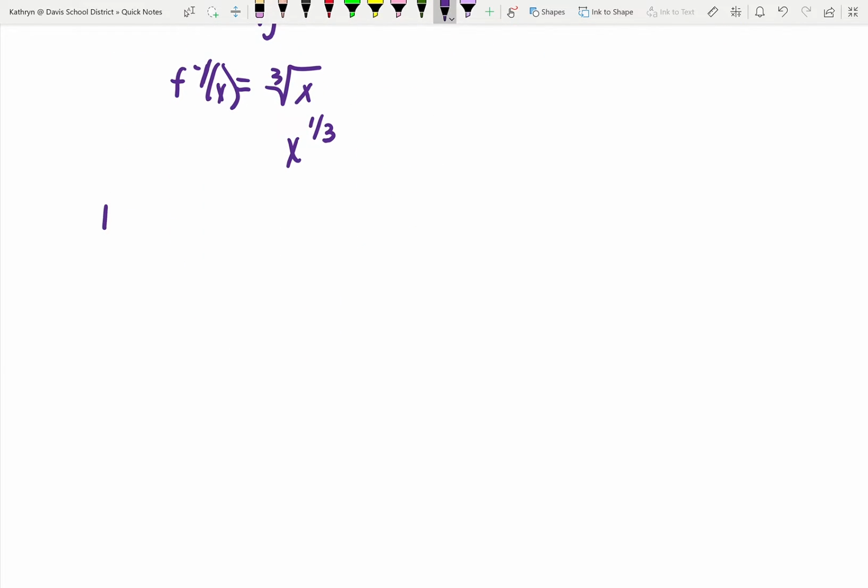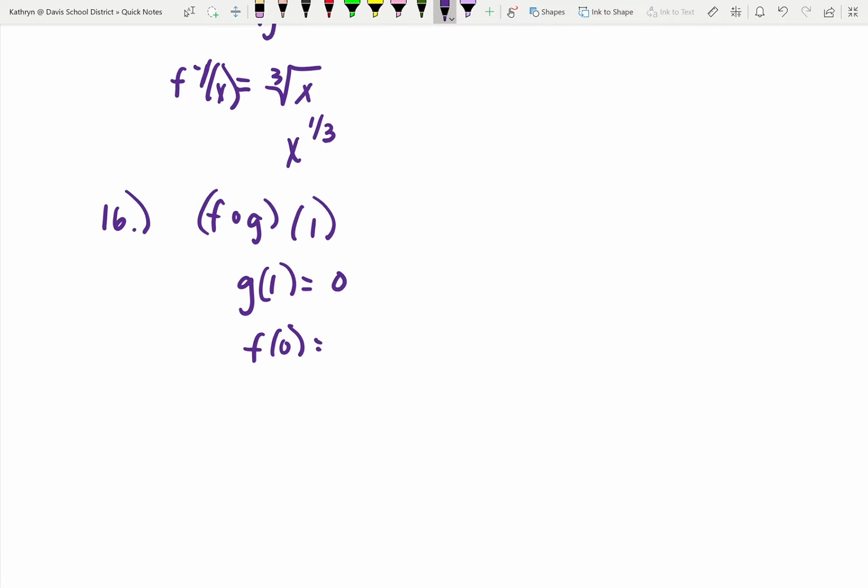Question number 16, find f of g of 1. So the first thing you have to do is find g of 1. So go to an x value of 1, go down to what the g of x value is, and that's a 0. Then you find f of 0. So put your finger on x equals 0, go down to f of x, you get a negative 1, and that's your final answer. Okay?